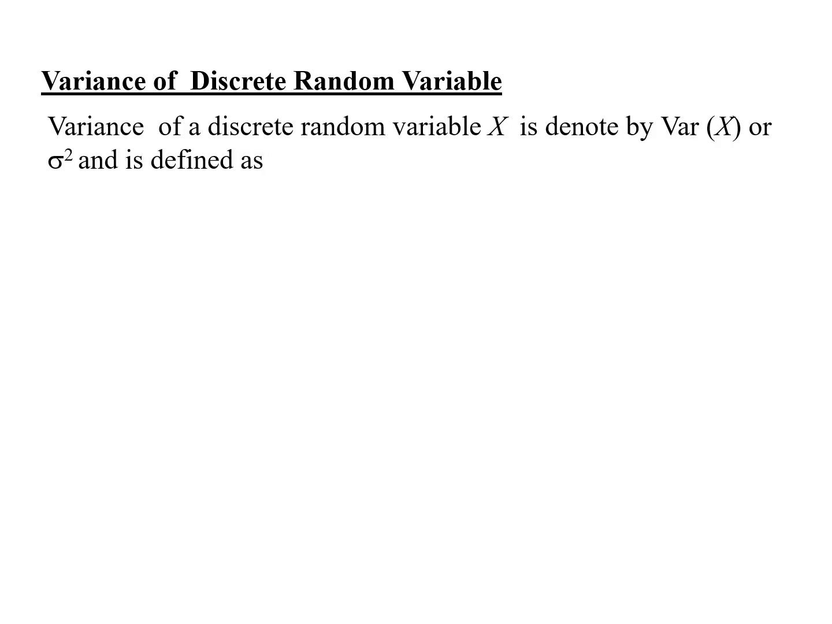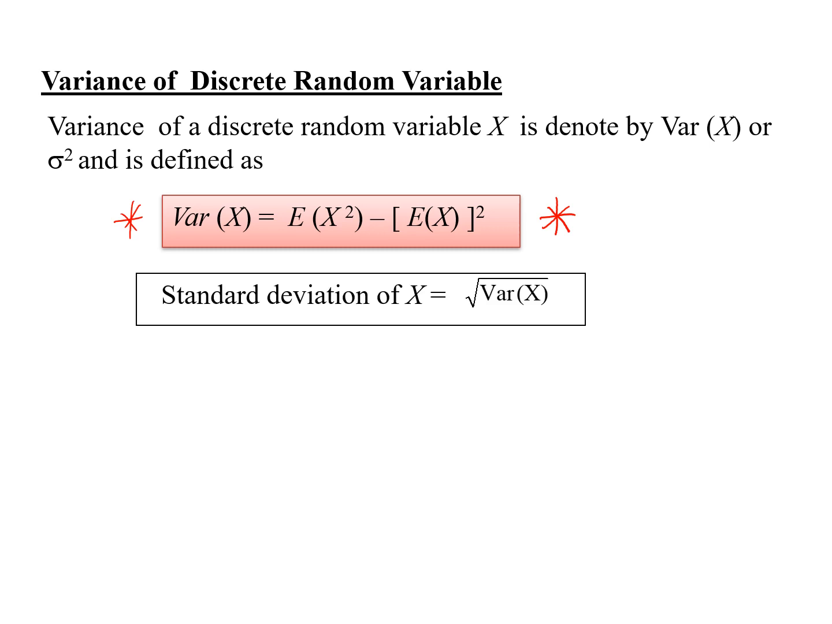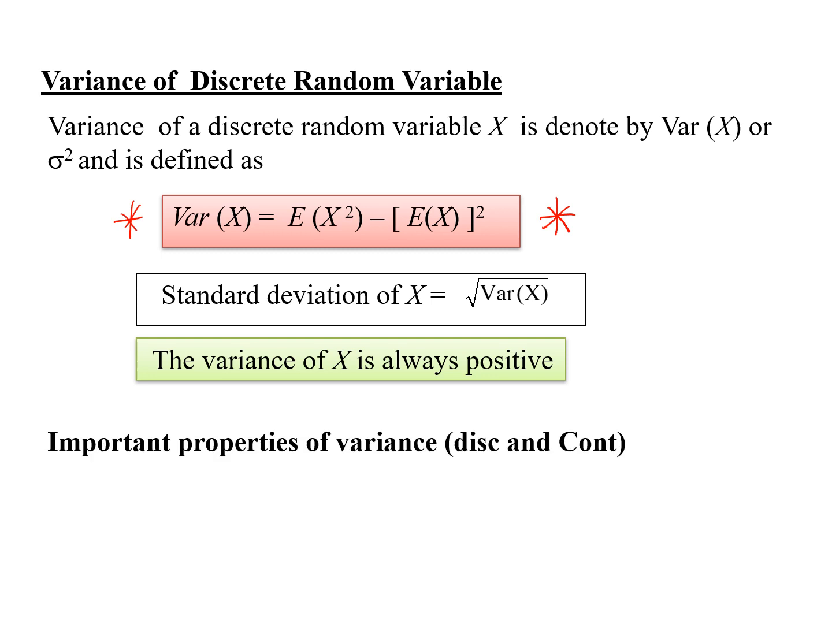Variance of a discrete random variable. The variance of a discrete random variable X is denoted by Var(X), or sigma squared, and is defined as Var(X) equals E(X squared) minus (E(X)) all squared. This is the formula that we need to memorize. Next, the standard deviation of X is equal to the square root of the variance of X. The variance of X is always positive.